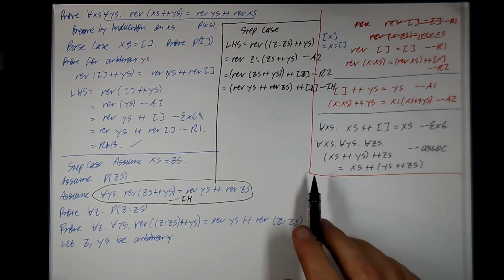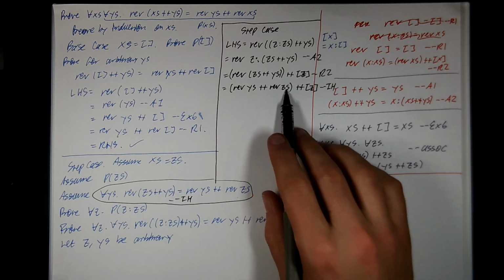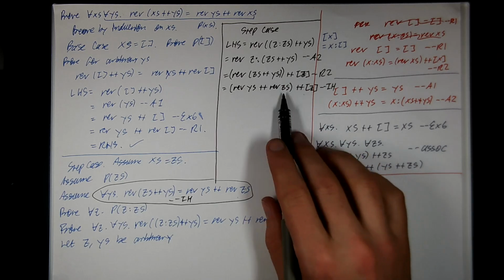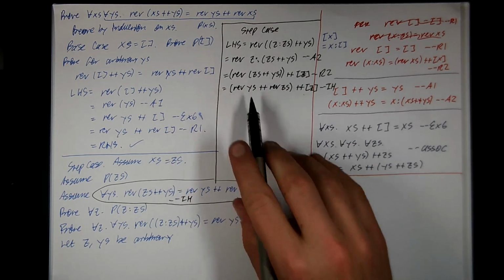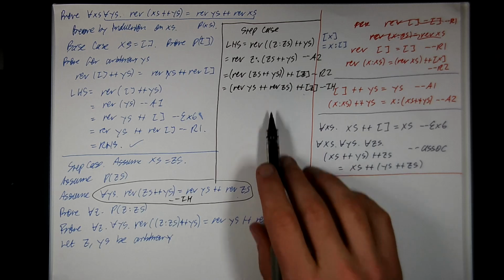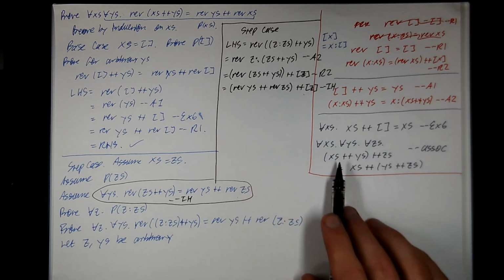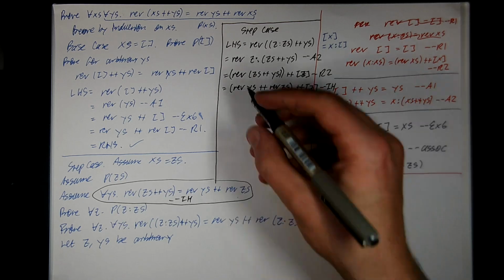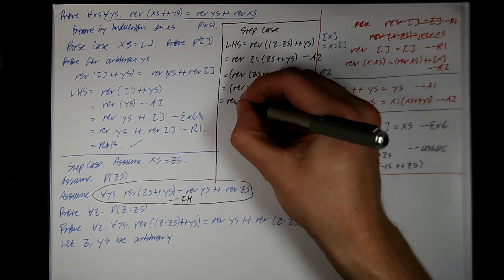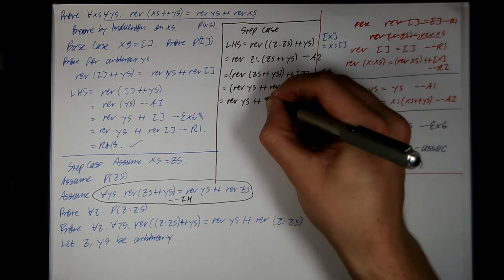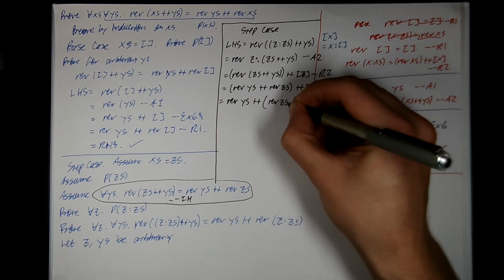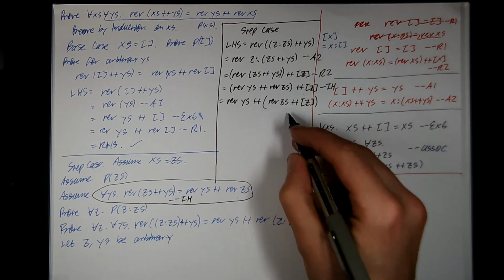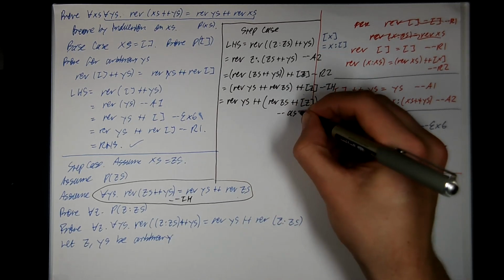Now I want to combine rev zs and the singleton list z. But the problem is rev zs is trapped inside these brackets, so I have to do this term first. Thankfully, I can use the fact that concatenation is associative from a previous problem to move the brackets over. So we can rewrite this as rev ys concat, rev zs concat the list containing z, but this time evaluating this term first, using associativity.